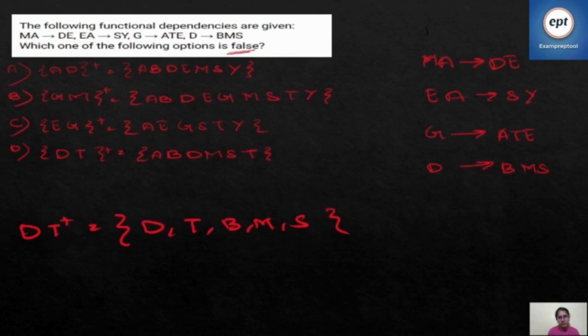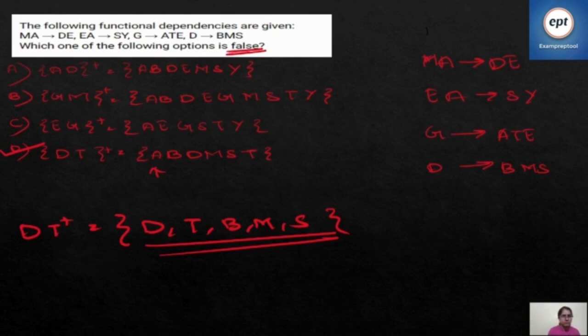But in the option, what they say is that A is also present: A, B, D, M, S, T. So these are present, but A is not actually present. That's why option D is false, so option D is the correct answer. Why? Because we want the false one. D is false because A is not in the attribute closure of DT.